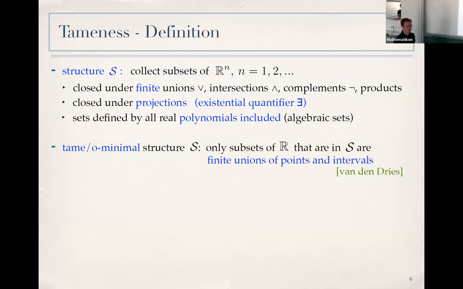Now, what is this o-minimality property, this tameness property? It's actually remarkably simple. It's essentially just a statement that the only allowed subsets of the real line are finite unions of points and intervals. These intervals can be infinitely long, but only finite unions. So the integers would be an infinite union of points, so it's not part of the story. So that tames the structure. And this was introduced as a very powerful property by Van den Dries, who incidentally is an Utrecht alumnus.